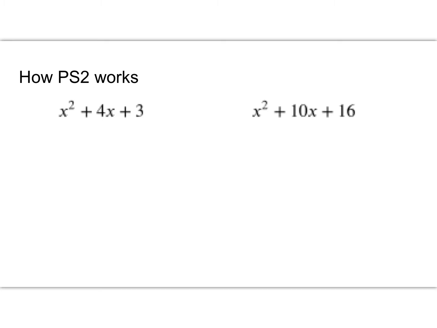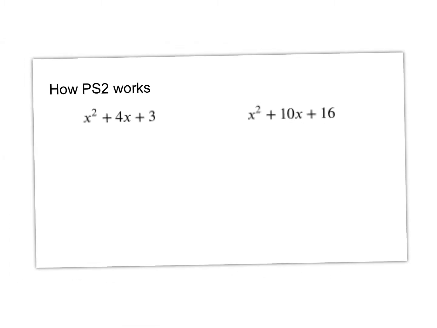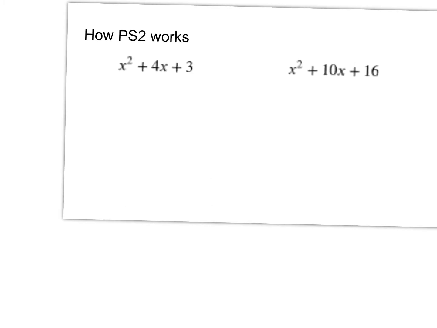Alright, so how PS2 works. We have to talk about the PS and the 2. The P of the PS2 stands for the product. And as most of us now know, product means multiplication. And we find the product right here. It's typically the constant, including its sign. So my product is positive 3.